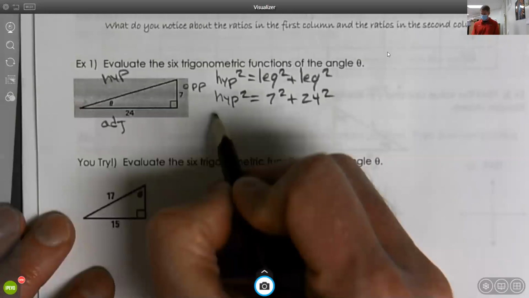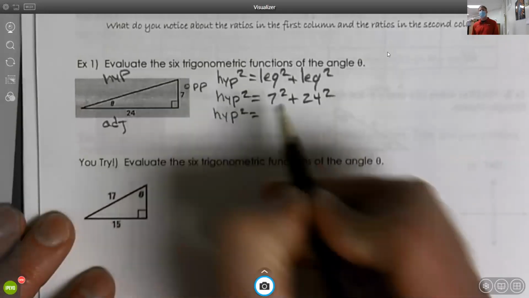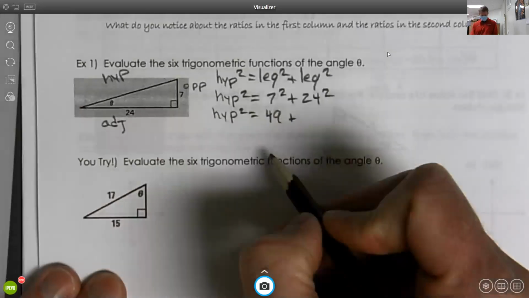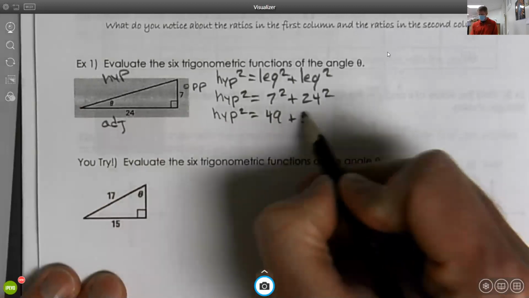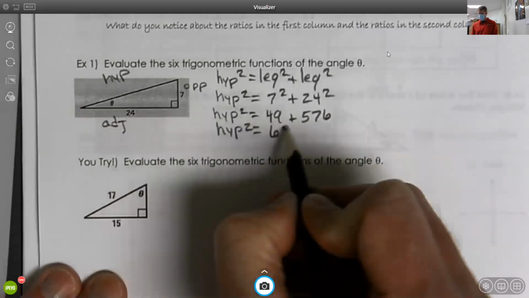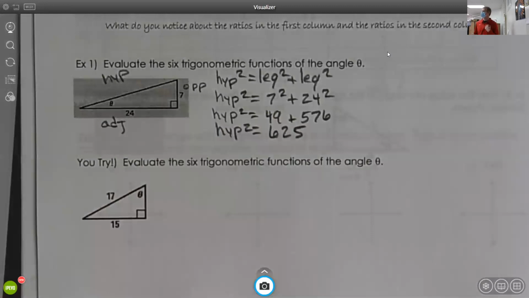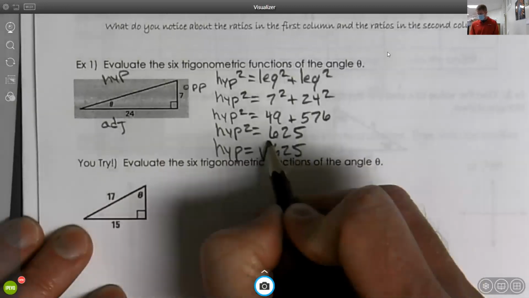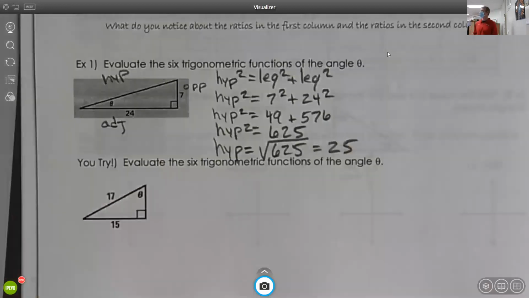We don't know the hypotenuse, so that stays HYP. HYP squared. 7 squared is 49. 24 squared is 576. That's going to add up to equal 625. Now, if you know your numbers, you start to realize that 625 sounds somewhat familiar. It's because you can take the square root of 625, and that is a perfect square of 25. 25 times 25 is 625.